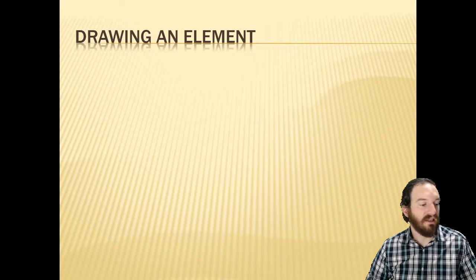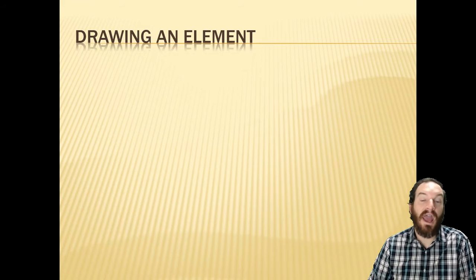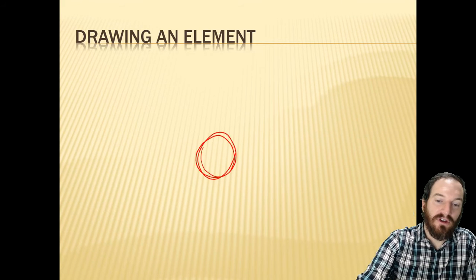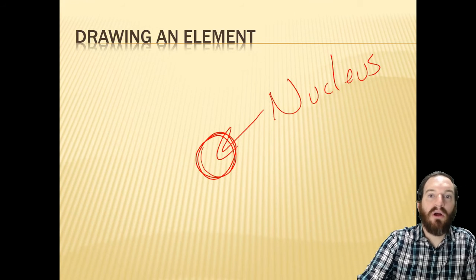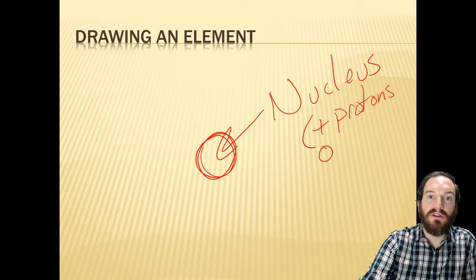All right. Now, last but certainly not least, what I want you to be able to do is draw an element or an atom so that you understand it. So remember, we're going to have a nucleus. I'm just going to draw a large centralized nucleus. I'm even going to label it. And what particles are found inside the nucleus? Well, you have your positively charged particles, which are called protons. And you're also going to have your neutral particles called neutrons. Right? So that's what's in your nucleus.